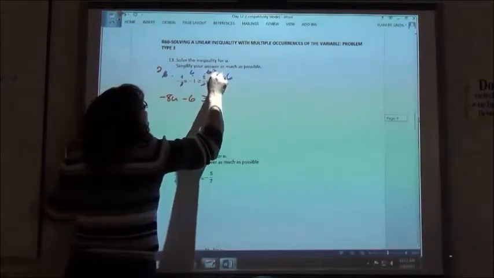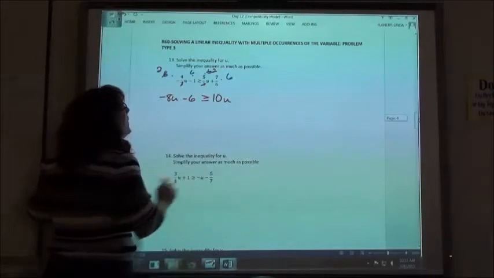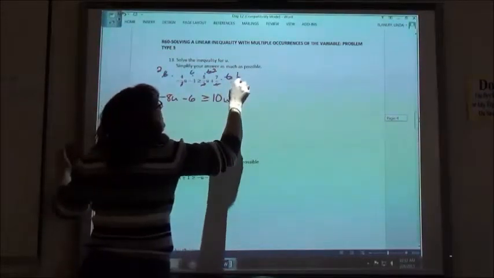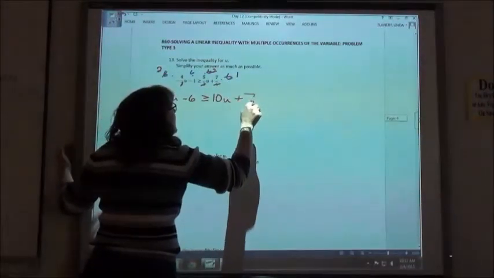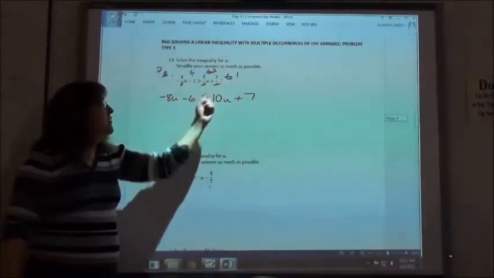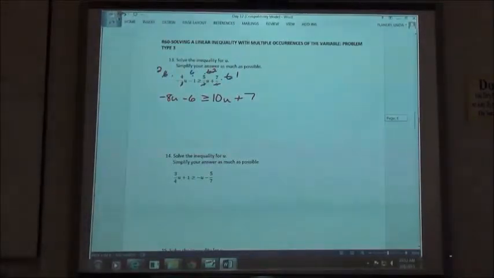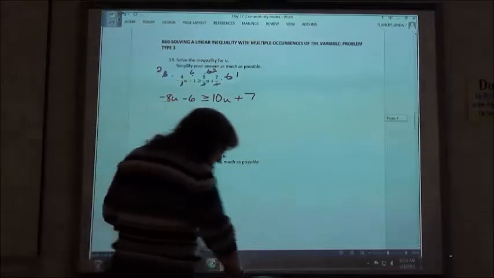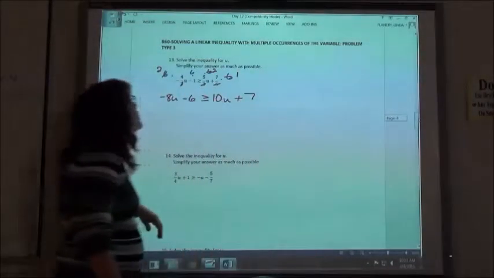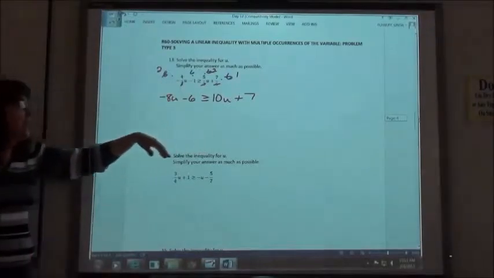3 goes into 6 2 times. 2 times 5 is 10, so I get 10u. 6 goes into 6 once. 1 times 7 is still 7. My common denominator should be a positive number, so I shouldn't be changing any signs on that step. Now I have to do my adding and subtracting. Again, when we add and subtract, the inequality sign shouldn't change. We're just going to move our variables to one side, our numbers to the other side.